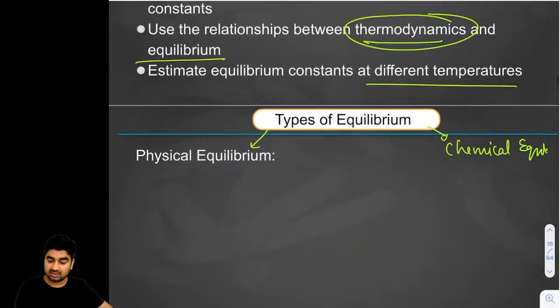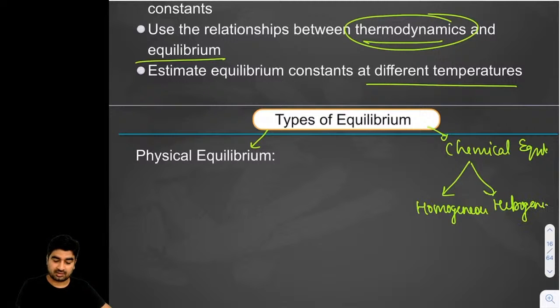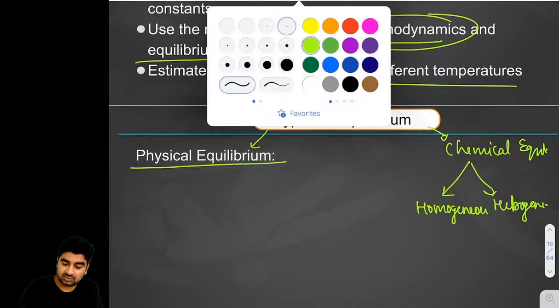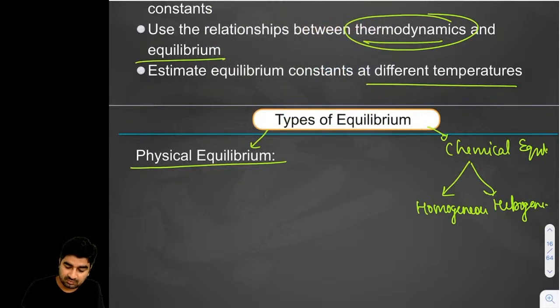So guys, you can write down here. Chemical equilibrium will be further of two types: homogeneous and heterogeneous. And then here we have physical equilibrium. So what do you mean by physical equilibrium? The physical equilibrium we were already taking, like solid-liquid equilibrium. So what is solid-liquid equilibrium?